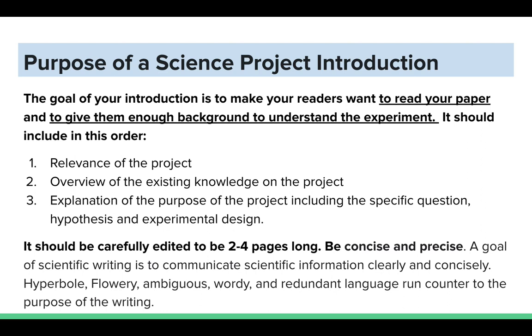And number three, explanation of the purpose of the project, including the specific question, hypothesis, and experimental design. And this is the way you sort of frame the project and tell people exactly what you're doing.